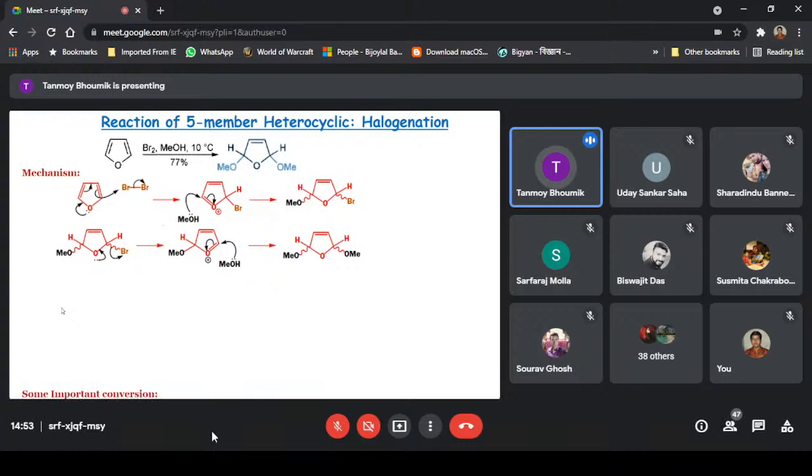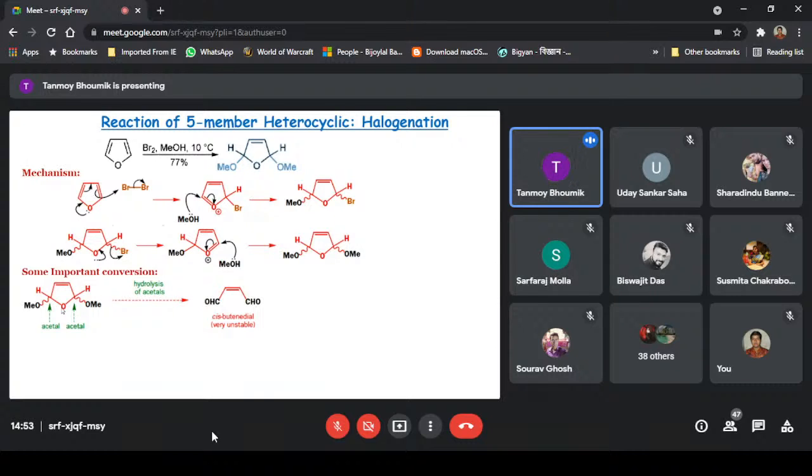And the second one, some important conversions for this heterocyclic compound furan. First of all, whenever you find the acetal type compound, this acetal is very unstable under acidic conditions, whenever you contain a hemiacetal or acetal type compound. Then what happens? Then it is very difficult to control the reaction rate.